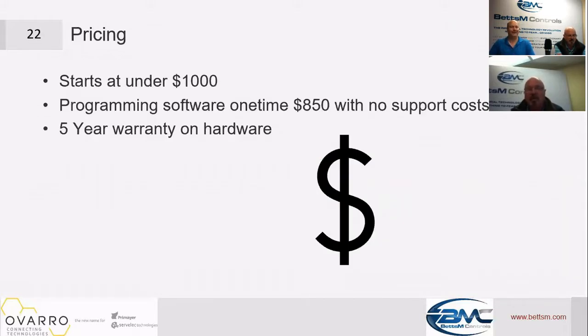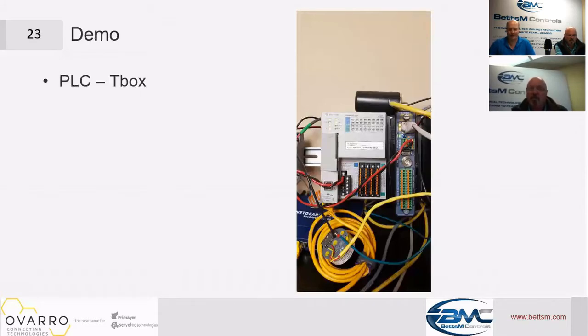Costs. Yes. So pricing starts at under $1,000 for the TG2, which you don't have to have a cell modem on it. You can just have a raw TG2 that's just a gateway type device or a data logging device. And then you can move all the way up to our full MS, which would be in the thousands of dollars for a full rack mounted MS. Also, the programming software is a one-time cost of $850 with no support costs, and we have a 5-year warranty on the hardware.